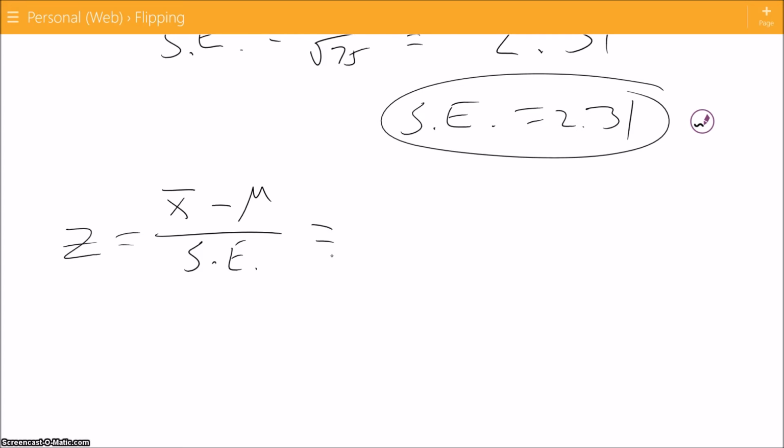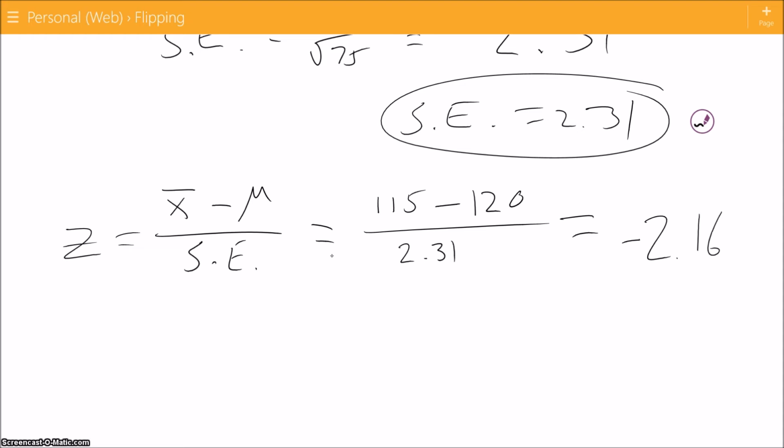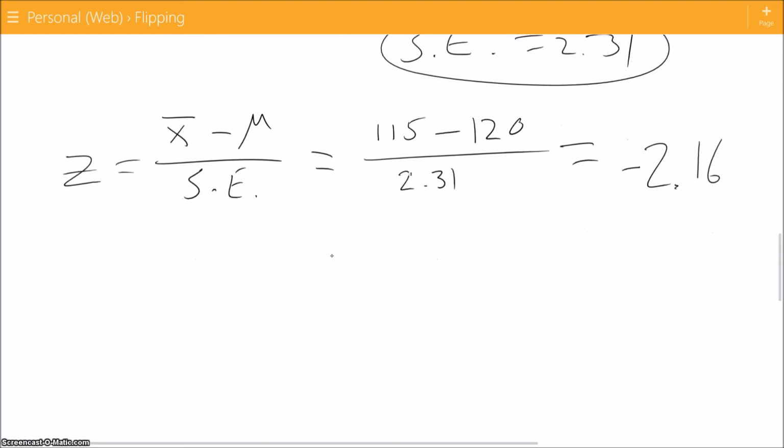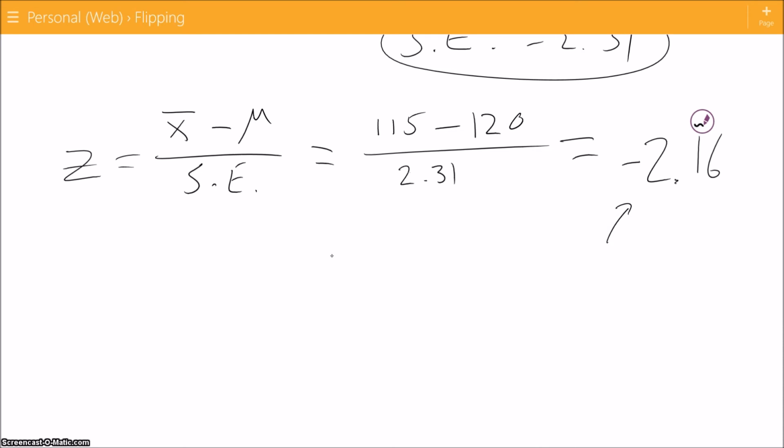We said that our x bar, the mean for our sample, was 115, minus mu, which we said was 120, that was the nationwide average, over, and we just got our standard error right there, which was 2.31. So if I put that into my calculator, that will give me negative 2.16. And you know what? That is a good old z-score.